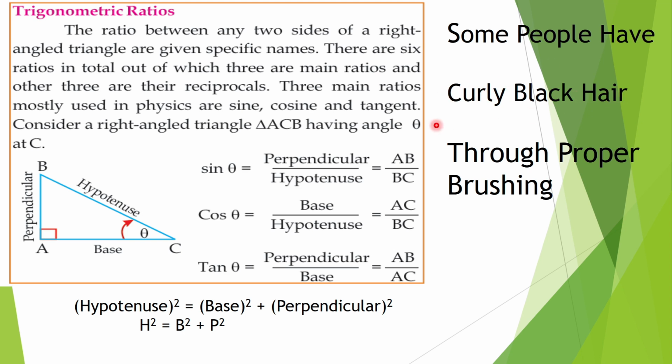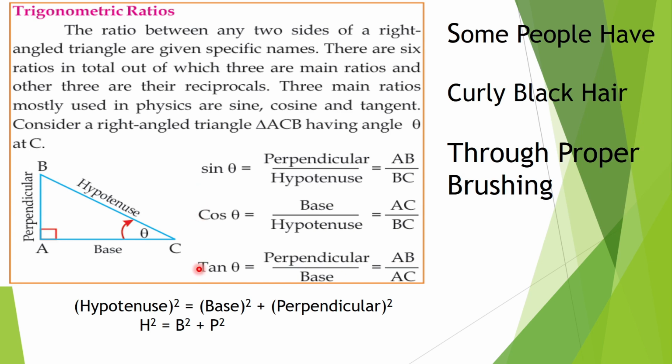Curly black hair: curly means cos theta, black means base, hair means hypotenuse. So cos theta equals base upon hypotenuse. Through proper brushing: tan theta equals perpendicular upon base. So if you remember this sentence, you will remember all these three ratios.